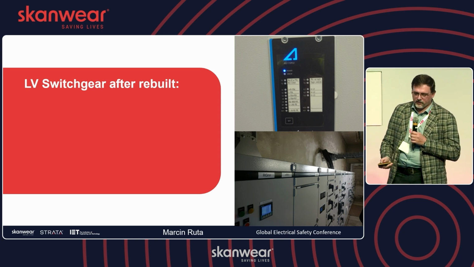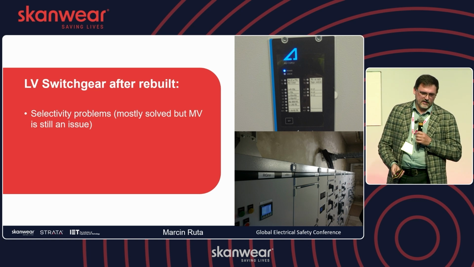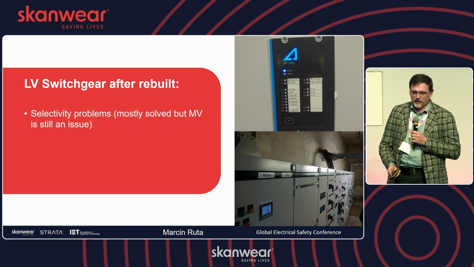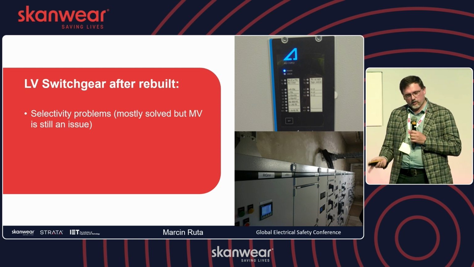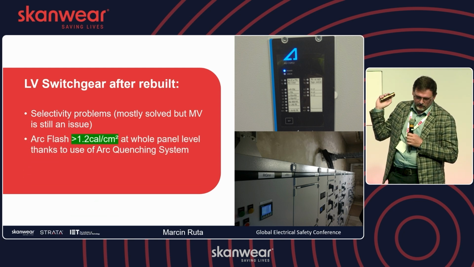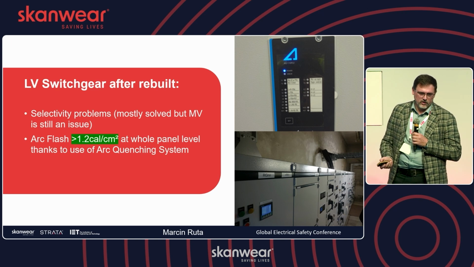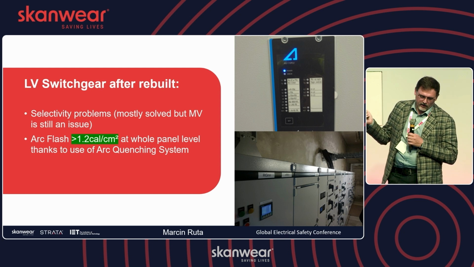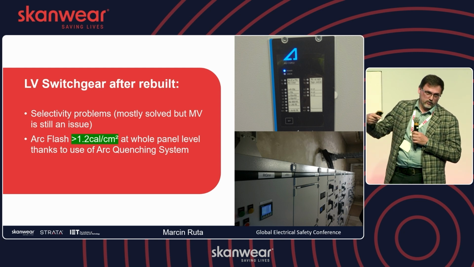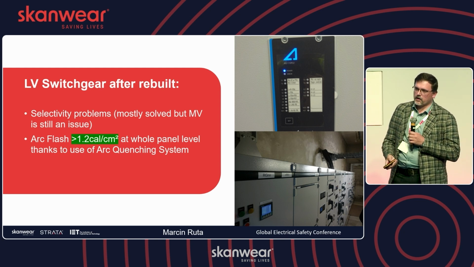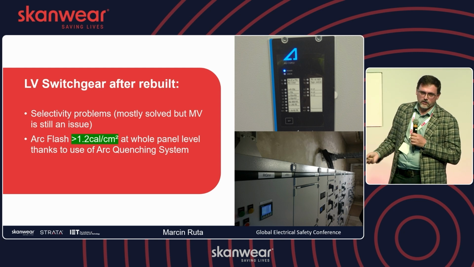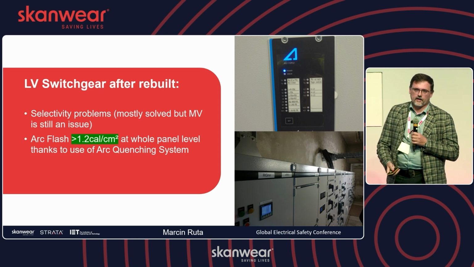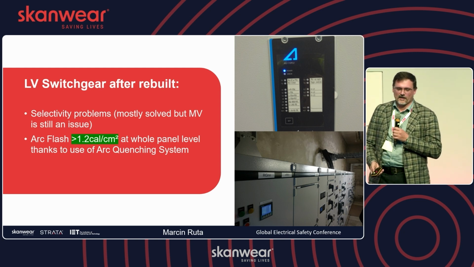Because this site was fully, actually, surprisingly below 1.2 calories at the end, which is unusual to see. But with this medium voltage, the low voltage switchgear was the main issue. So we improved selectivity, but still have a medium voltage problem because they have fuses, so there's nothing I can do at this moment with it. And we end up with arc flash energy below 1.2 calories per square centimeter on the whole low voltage switchgear. And this is thanks to this arc quenching system, which you will hear later what it is.